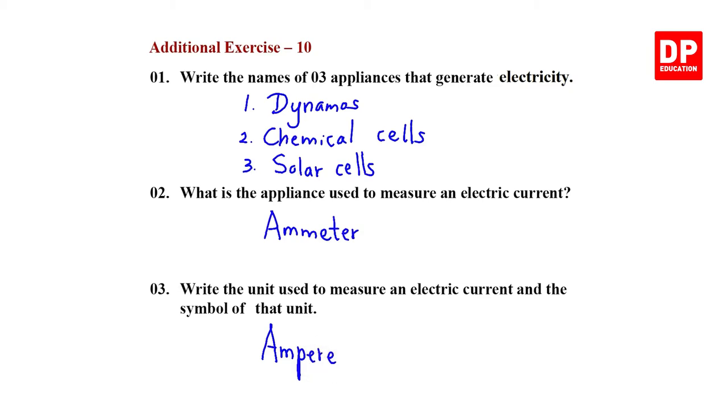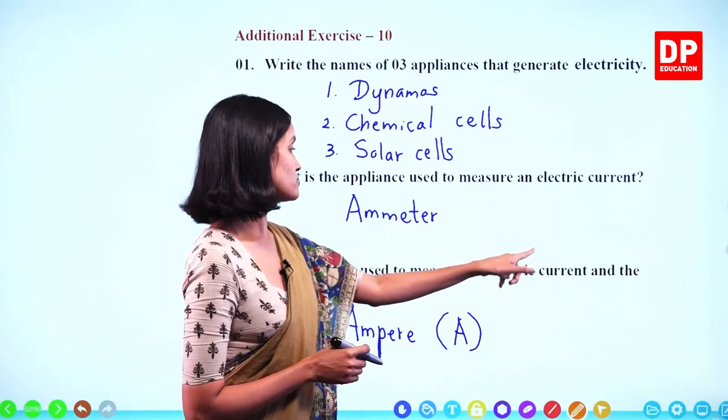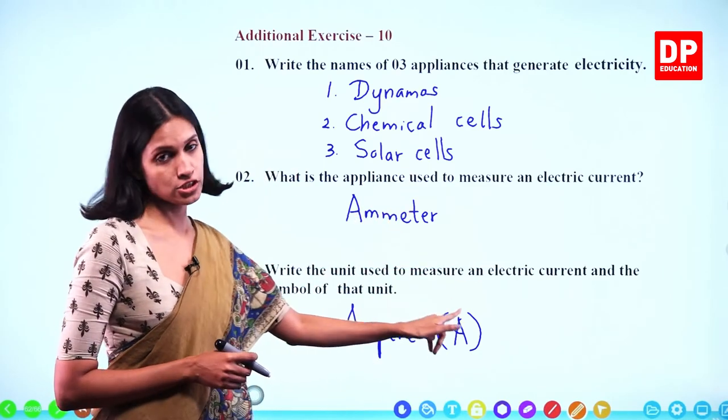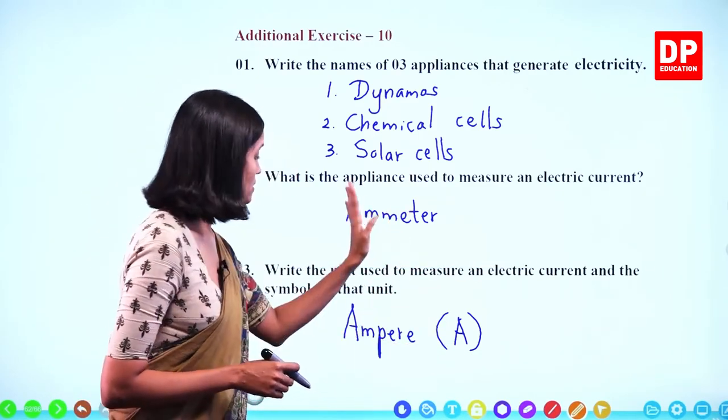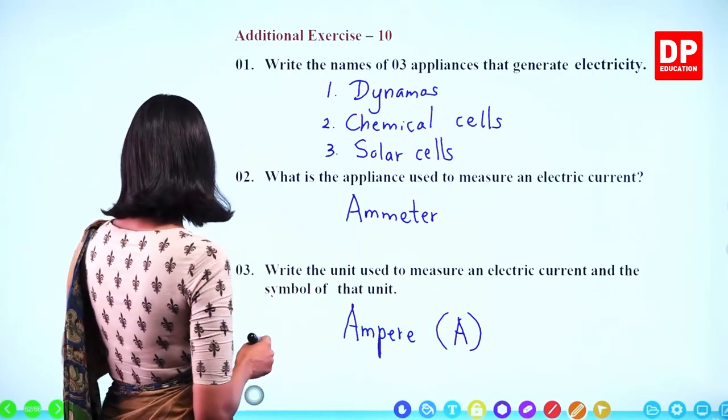Ampere. And what is the symbol? Symbol is capital A. Okay, write the unit used to measure an electric current and the symbol of that unit. Unit is ampere, symbol is capital A, right? We'll move on to the next.